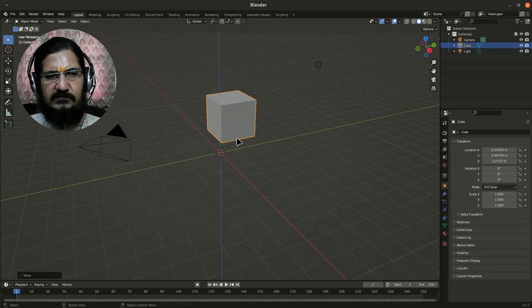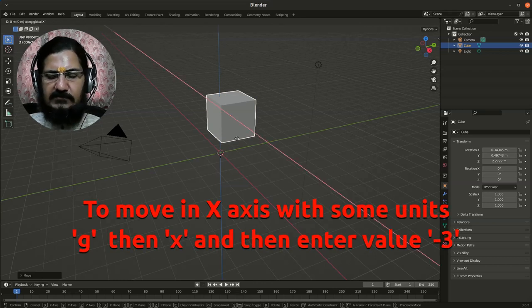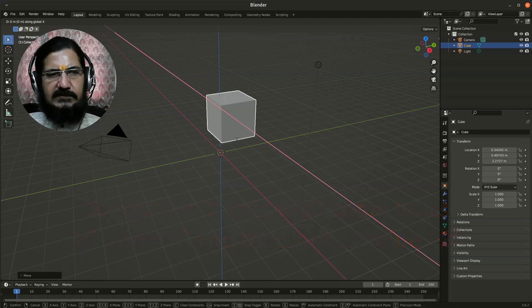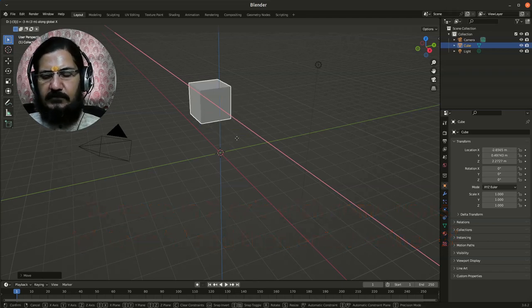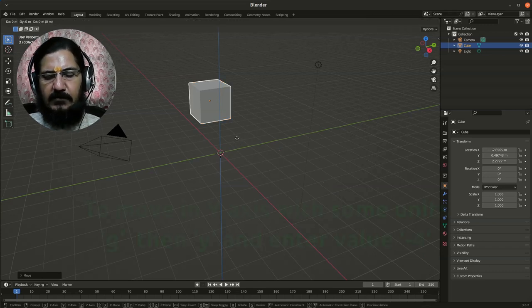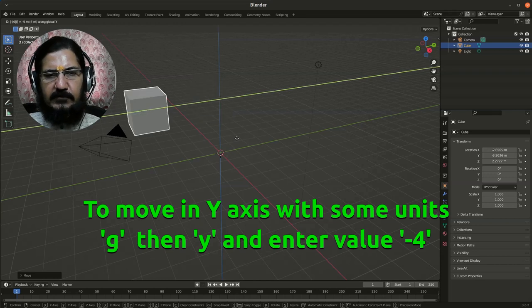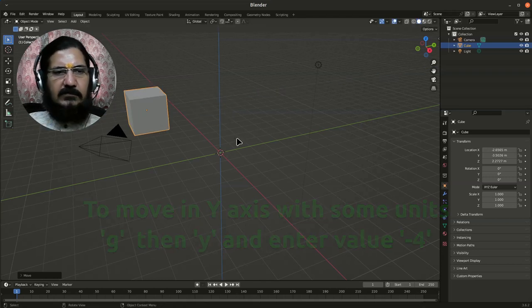So you can do this movement for X, Y, Z, like grab it on, let us say, X and move it by -3. If you want to move it in a negative direction, you press minus and 3. So it moves towards the negative direction. Similarly, grab on Y and move it by -4. Don't take a very big value, your object might run away or go out of the screen.